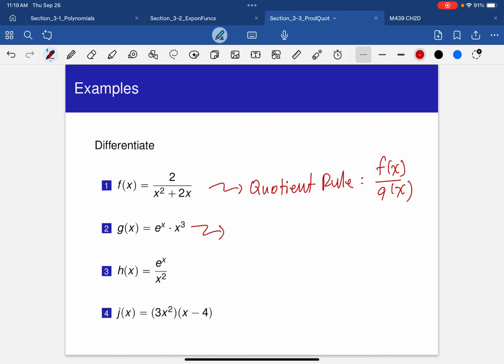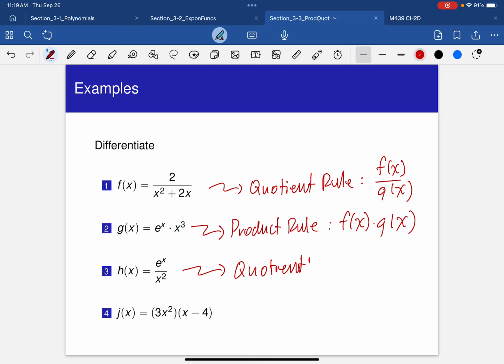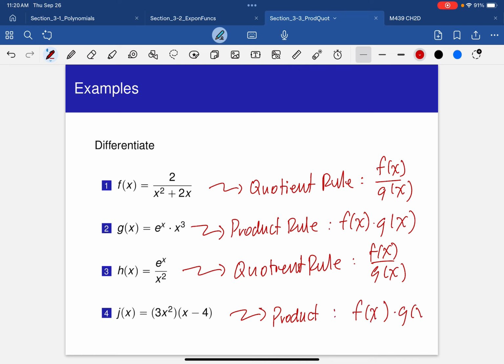This one will use the product rule because it's of form f of x times g of x. This one will use the quotient rule, again because it's of form f of x over g of x. And finally, this one will use the product rule because it's of form f of x times g of x. Okay, well, let's go ahead and start with this first one first.